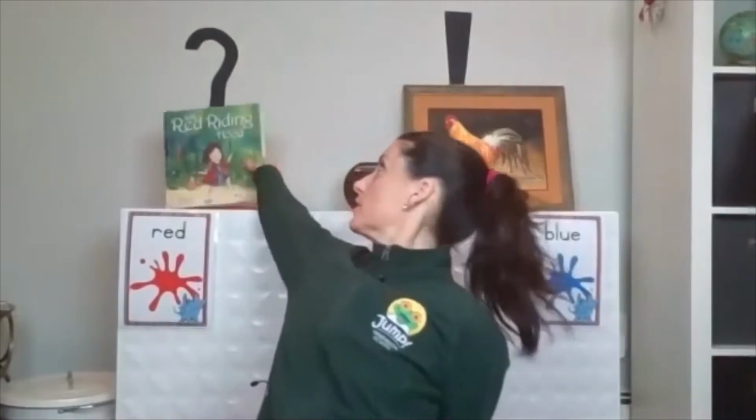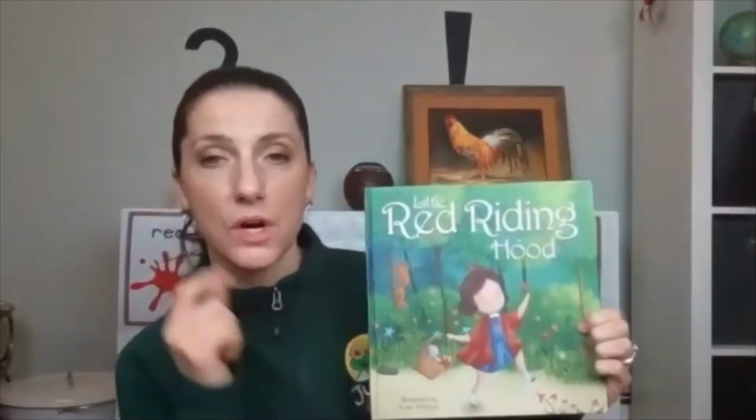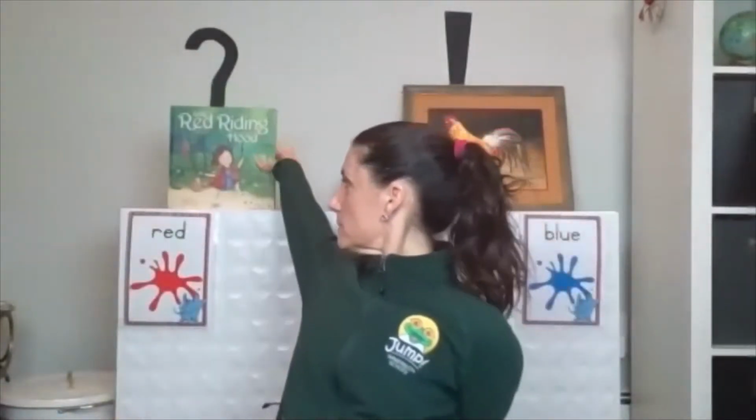You might notice right behind me, I have a few things out that start with R. First of all, back here, I have what is that a picture of? Anybody know? That's a rooster. Rooster starts with R. Now, what about back here? I have a book, and I bet you can guess. So this is the book we'll be reading later. This is Little Red Riding Hood. Red and riding both start with R. Do you hear the sound? Red riding. Okay.